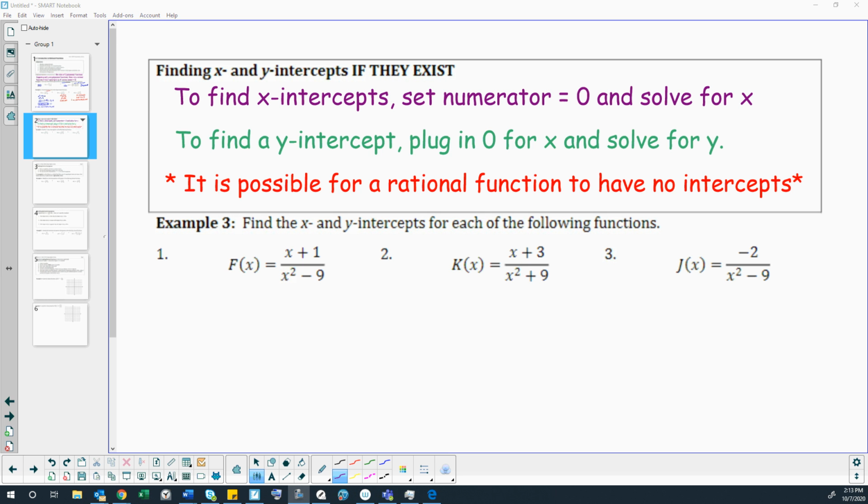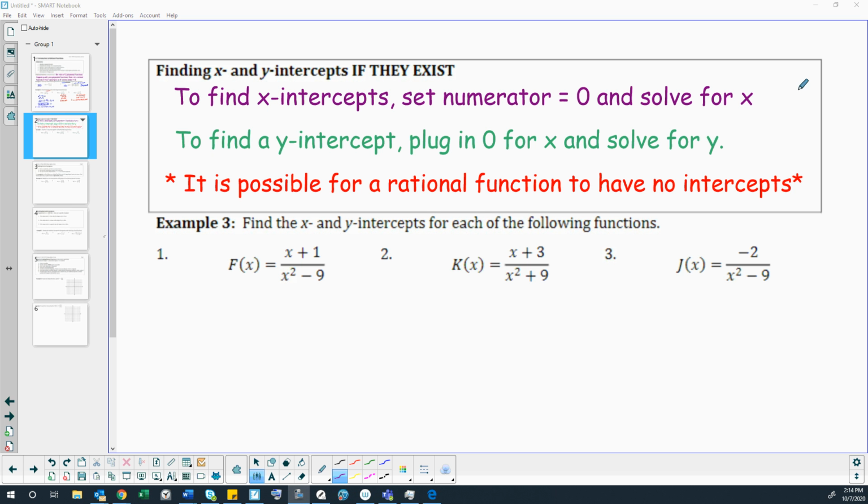Finding x and y intercepts of a rational function, if they exist, is the same as doing that process for any other function. For finding x-intercepts, we generally set the function equal to 0 and solve it. And for finding y-intercepts, we plug 0 in for x and solve for y. It's possible for rational expressions or rational functions not to have any intercepts because we might have asymptotes on both the x-axis and the y-axis and the graph won't cross there. But that just is sometimes that happens.